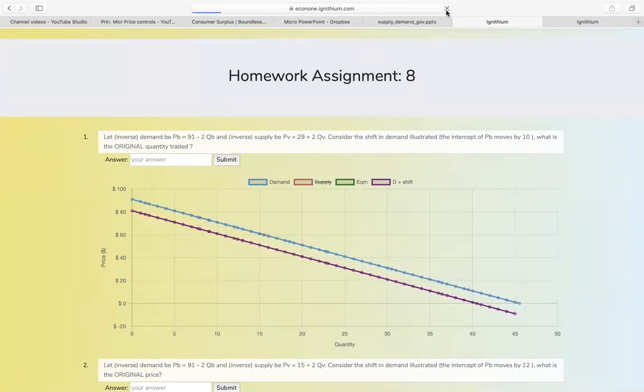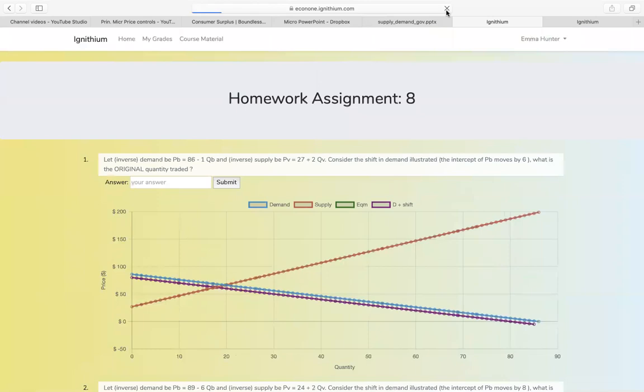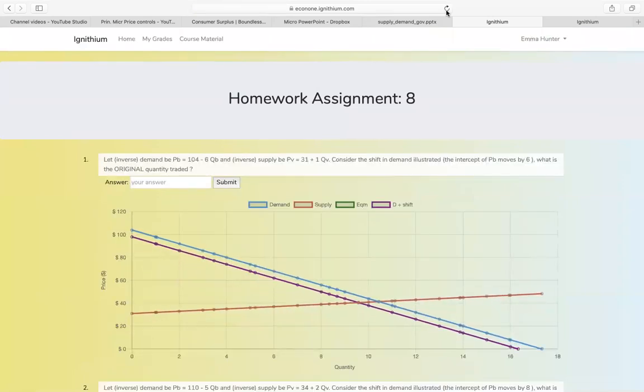And so now our shifted curve, I'm going to get rid of the supply curve, and let's see if I do a reload, if we can get a better version of it. Oh, that one's bad. So I'll go with this one, and I'll get rid of the supply curve. And so now we have these two demand curves.